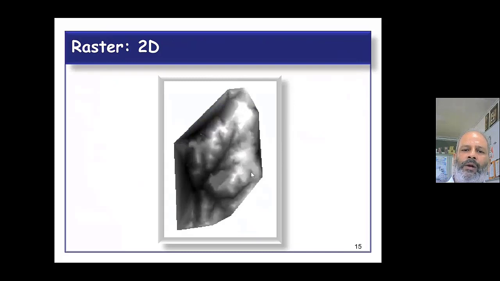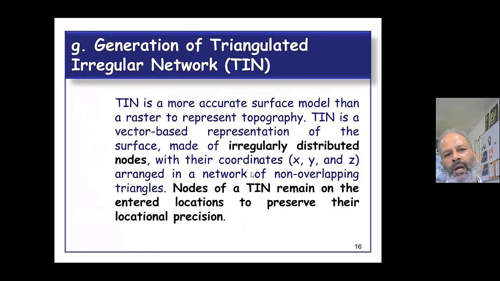Now another way to represent the surface, a more accurate model, is the triangulated irregular network. This is much more accurate than the raster to represent topography, and this is widely used in many engineering applications. So this is actually a vector-based representation.